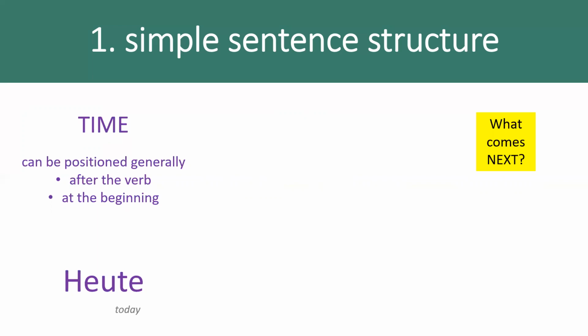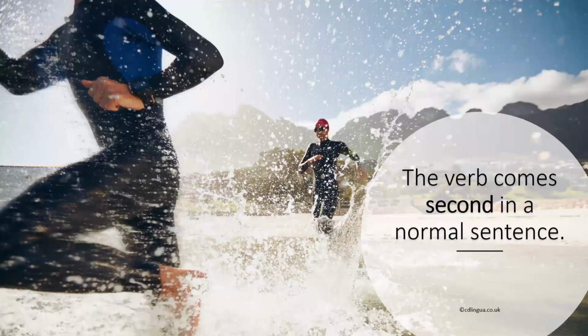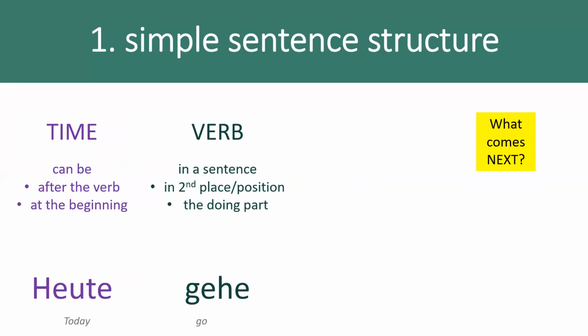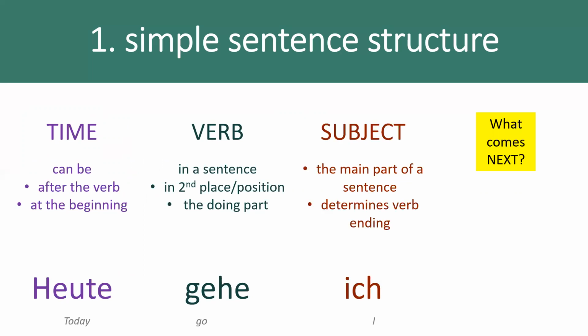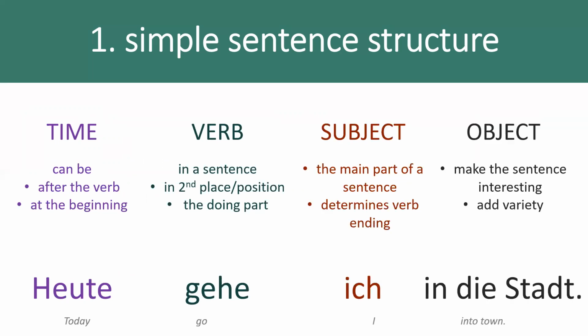So what did we say is always in second place? This is the verb. The verb is in second place. So I need to say heute gehe. And then come the other parts. Heute gehe ich in die Stadt.